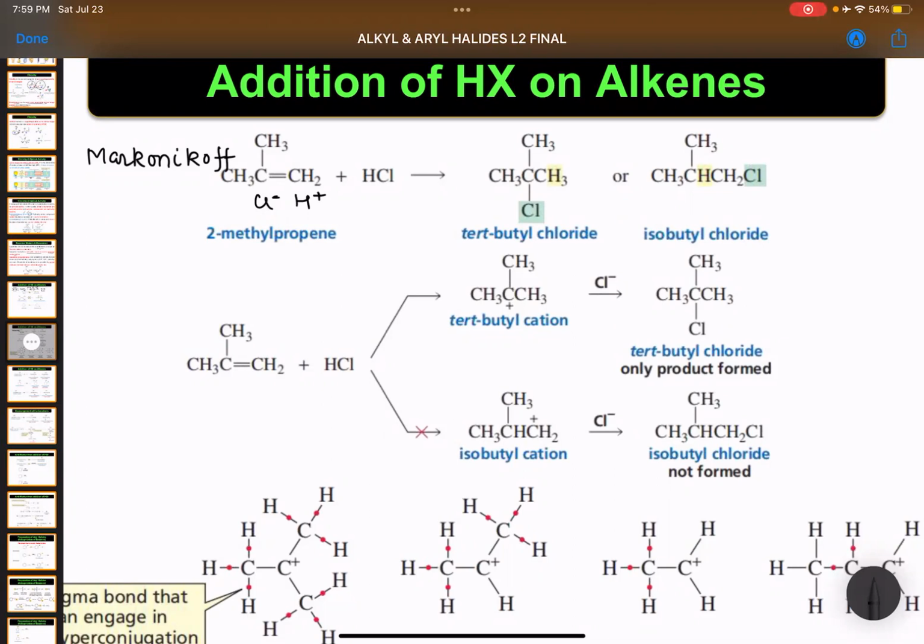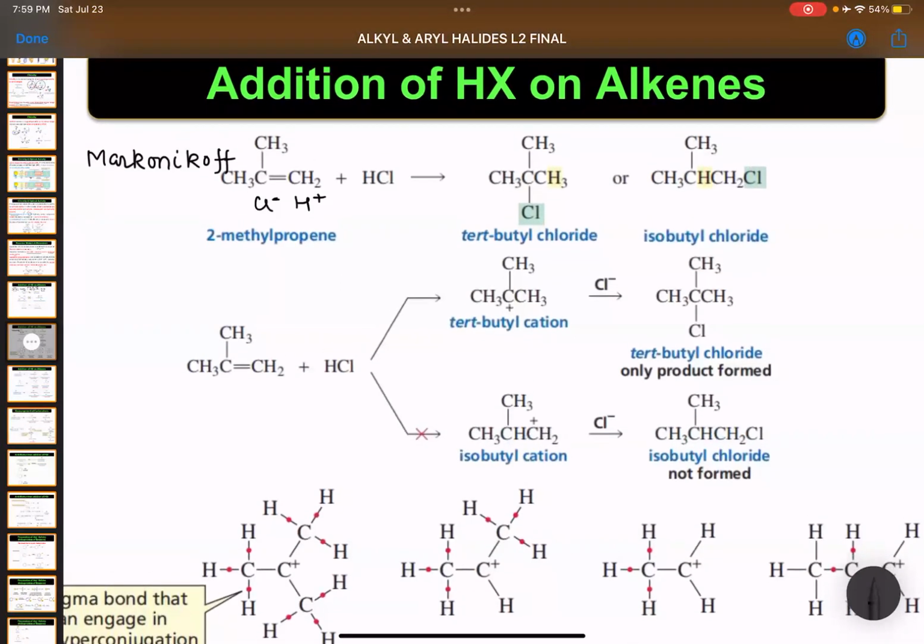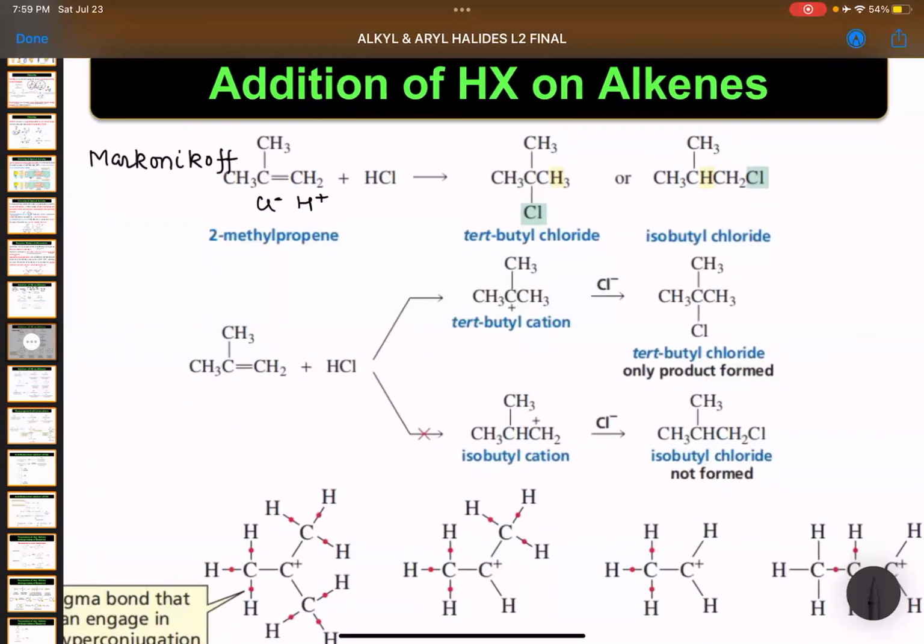So I didn't get you. Actually, why is it happening? That you need to explain. We are able to see that there are two hydrogens. How does the H plus make out where it should get connected, and how does the Cl minus make out which carbon it should get connected to?